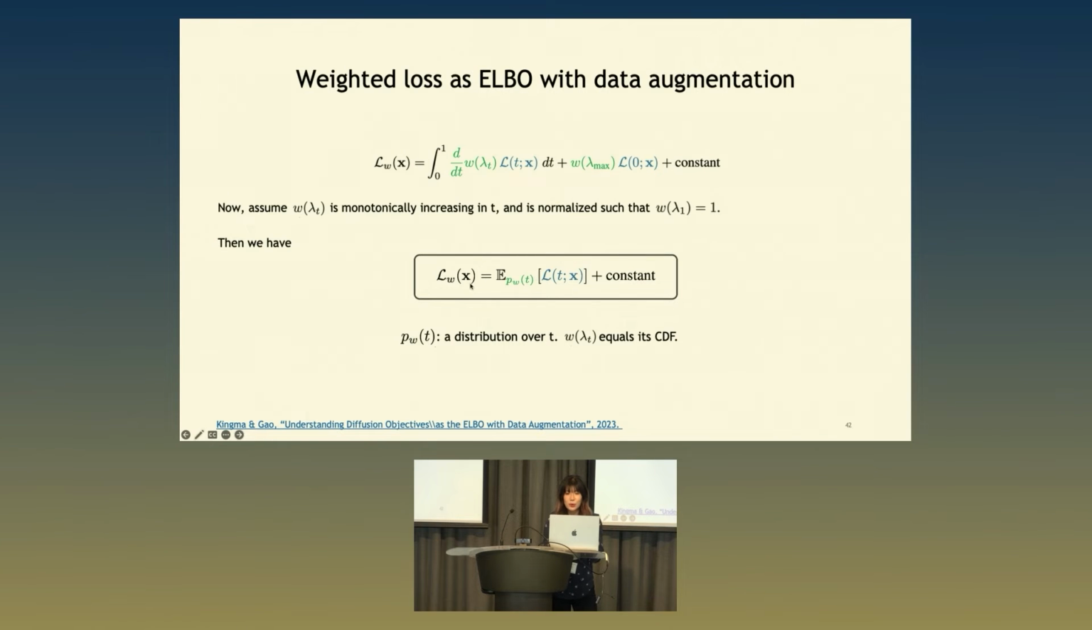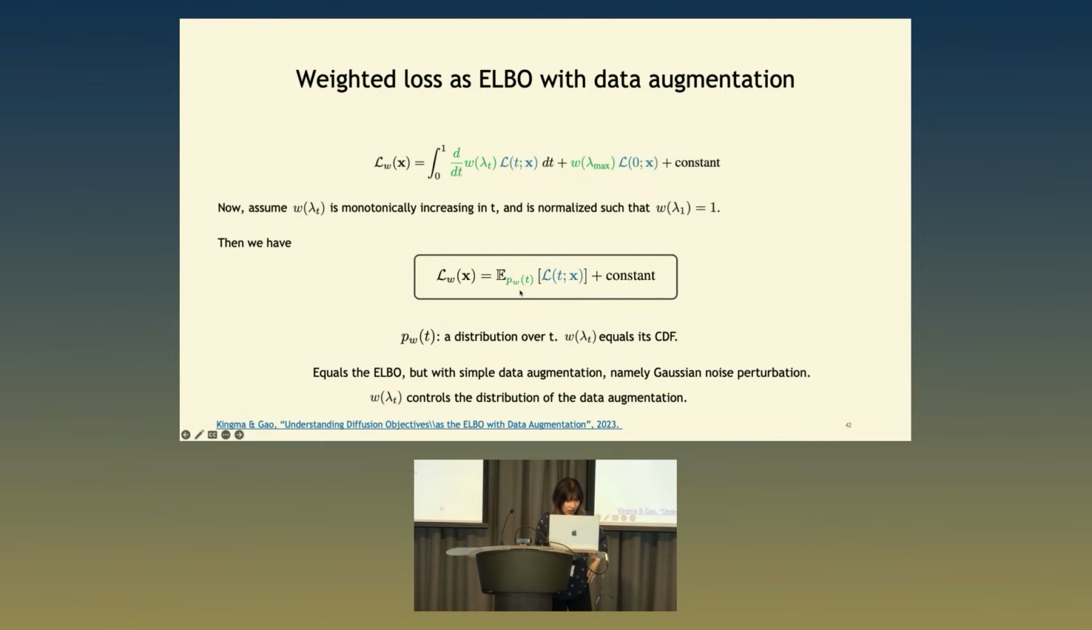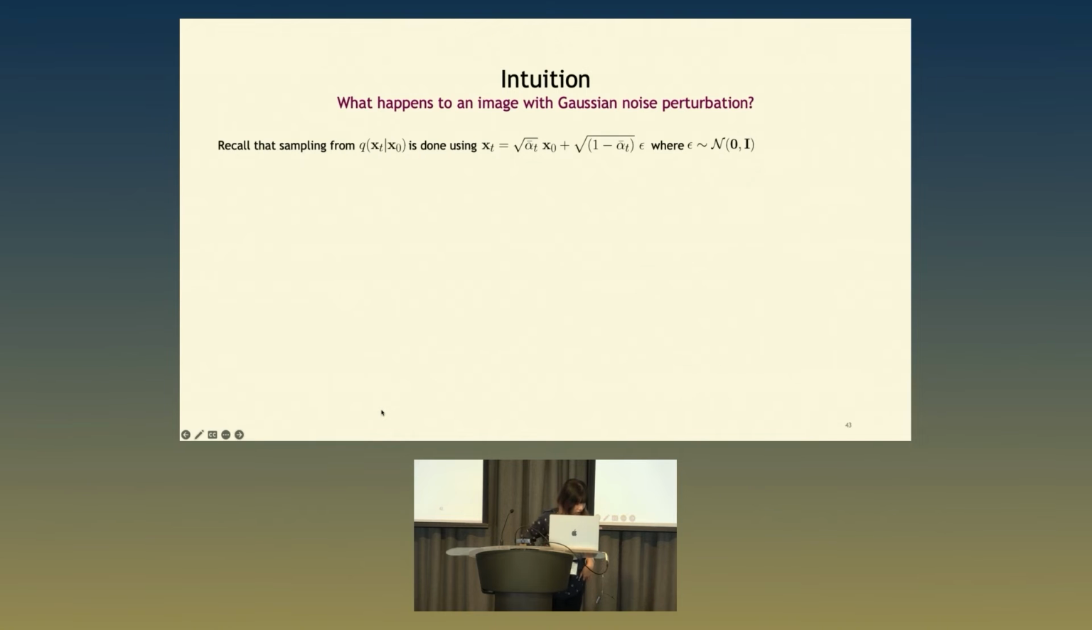So we can write this weighted loss as an expectation of those noisy ELBOs, and the distribution of this T is determined by this W lambda T. So this is our second statement. This weighted loss equals ELBO, but with simple data augmentation, namely Gaussian noise perturbation. And this weighting function controls the distribution of this data augmentation. Okay, so this is the main result.